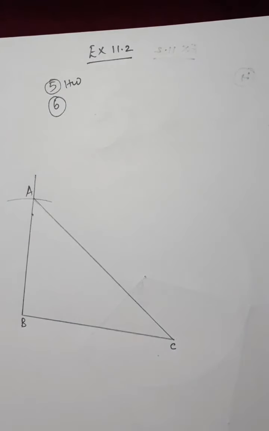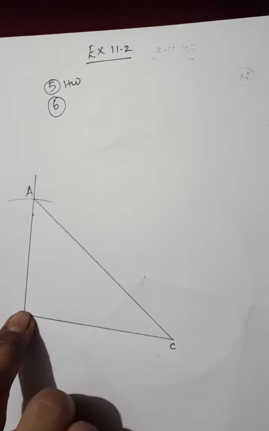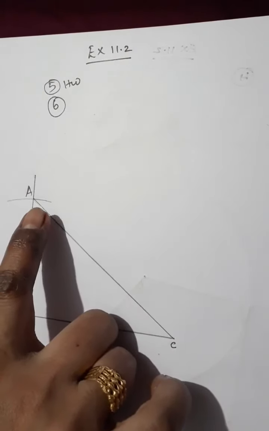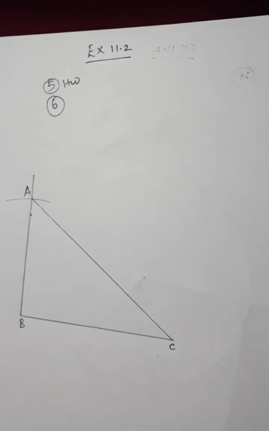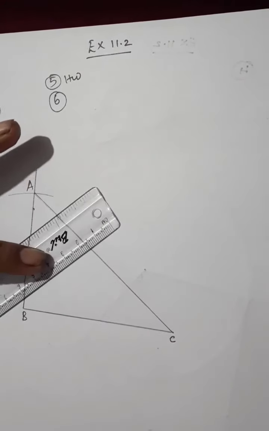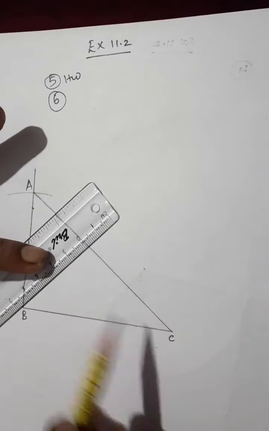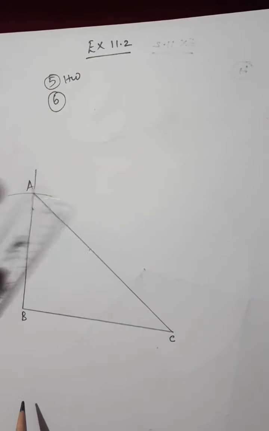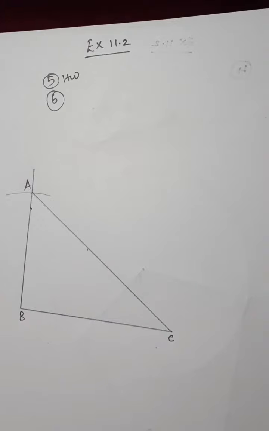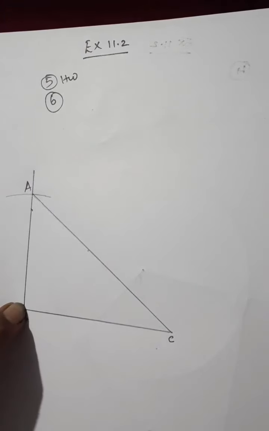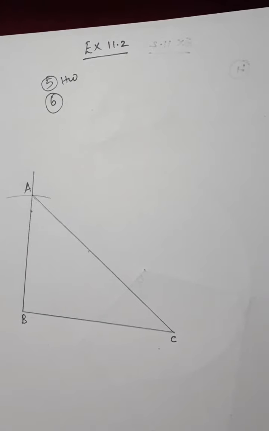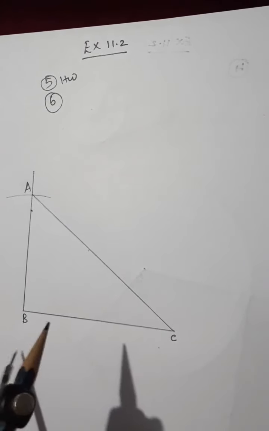Then after that we have to construct a perpendicular from the point B on AC. That means BD is a perpendicular, so the perpendicular should be like this. This is a way to get a perpendicular on AC. This is point D. But you are not able to simply draw the perpendicular with the scale and pencil. You have to construct a perpendicular from the particular point B to this line AC. So that type of construction is like this.